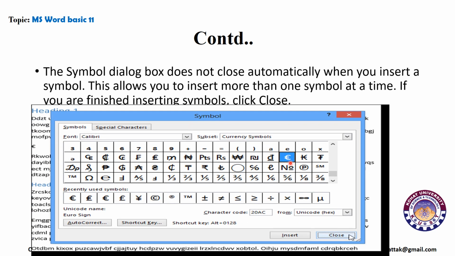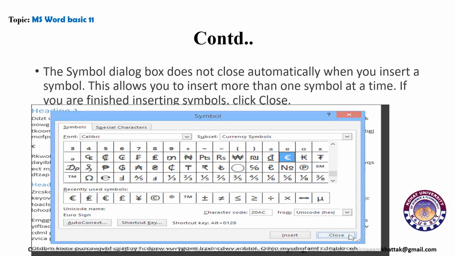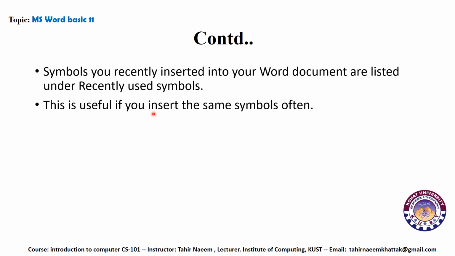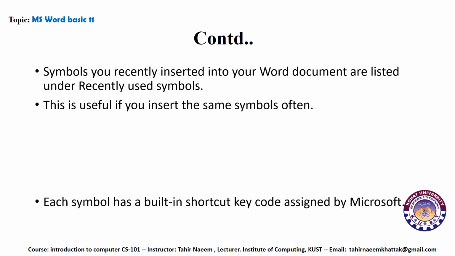When we insert a symbol the first time, if we need any other symbol or this symbol again, we click on Insert, and it will be inserted as many times as we click on Insert. If we want to close this dialog box, we have to click on Close. Symbols we recently inserted into our document are listed under Recently Used Symbols. It is useful if we insert the same symbols often.